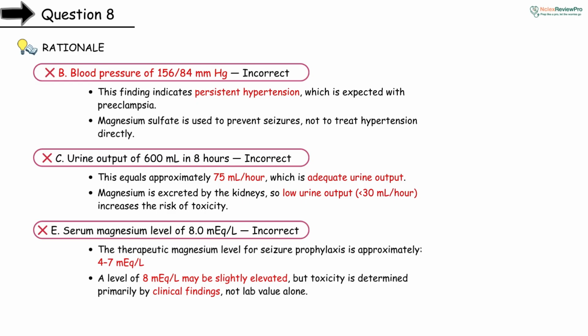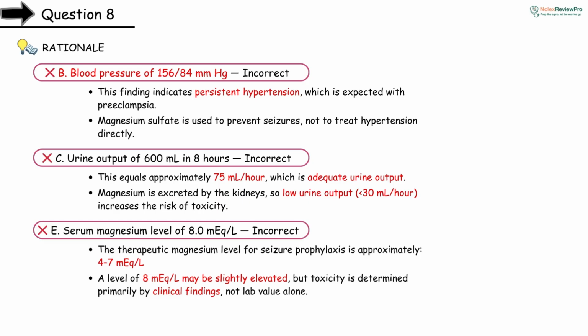Option B, blood pressure of 156/84. This reflects ongoing hypertension, which is expected in preeclampsia. Magnesium sulfate does not treat blood pressure. It is used to prevent seizures. Option C, urine output of 600 milliliters in 8 hours. This equals about 75 milliliters per hour, which is adequate. Magnesium is excreted by the kidneys, so toxicity risk increases when urine output drops below 30 milliliters per hour, not when it is normal.